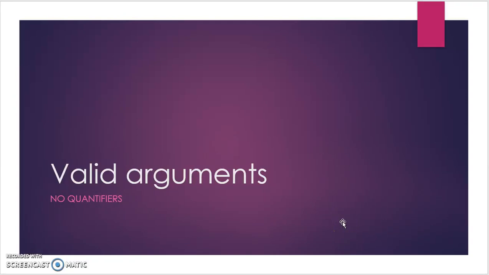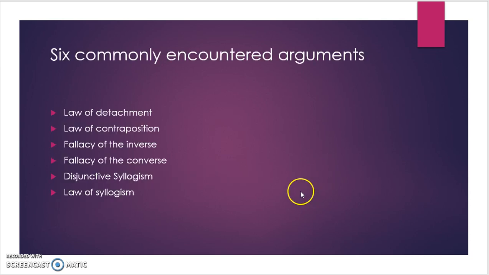Okay, in this video I'm going to talk about valid arguments, and I'm not going to use quantifiers in this video. I'll do so later. So in determining whether a logical argument is valid or not, there are some standard types, and if you recognize that the argument is of the standard type, you can just name the type and say whether it is valid or invalid. I'm going to talk about 6 types: law of detachment, law of contraposition, fallacy of the inverse, fallacy of the converse, disjunctive syllogism, law of syllogism.